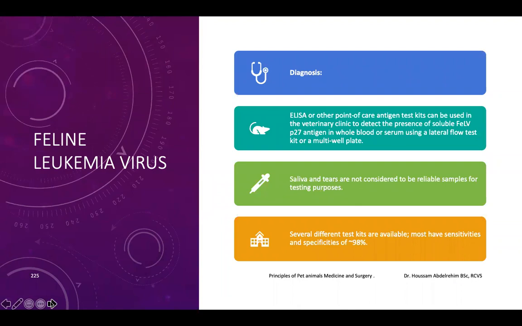ELISA or other point of care antigen test kits can be used in the veterinary clinic to detect the presence of the soluble feline leukemia virus P27 antigen in the whole blood or serum using a lateral flow test kit or a multi-well plate. Saliva and tears are not considered to be reliable samples for testing purposes. Several different test kits are available. Most have sensitivities and specificities of 98% to be able to say that this is feline leukemia virus.